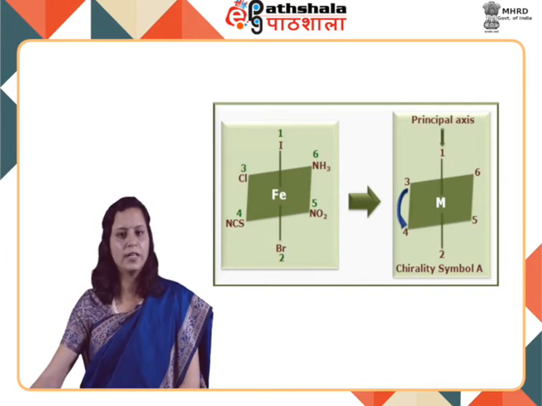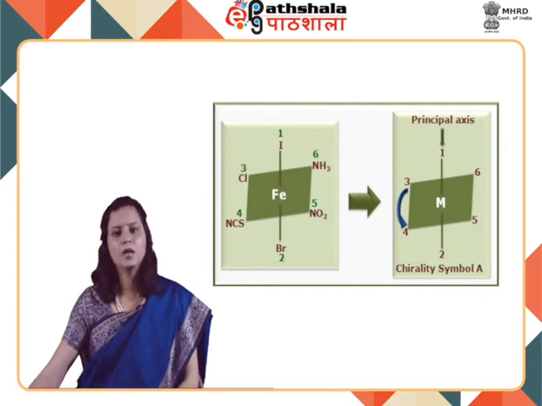For this complex, the ligands iodide and bromide, and chloride and nitro, were found to be trans to each other. The reference axis for this complex will be the axis containing iodide and bromide ligands. According to the rules, rotation is anti-clockwise, thus the structure is assigned the symbol A.